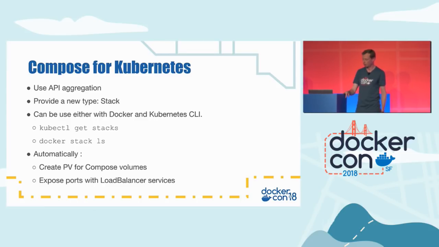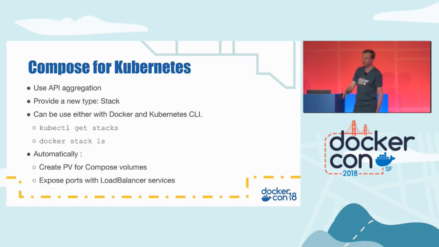So we use the API aggregation to provide a new object inside our Kubernetes cluster. So we've got a new type of object called stack, and basically this stack object contains the same information as your Docker Compose file. So you can describe several services with mounted volumes, ports, etc. inside the Docker Compose. And when you do a Docker stack deploy of this Compose file on a Kubernetes cluster, it will create a stack object and will create all the various services that you've specified in the Kubernetes cluster.